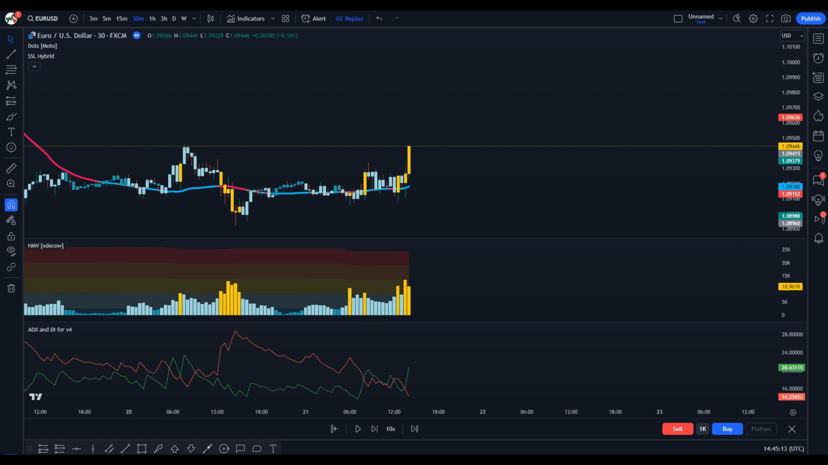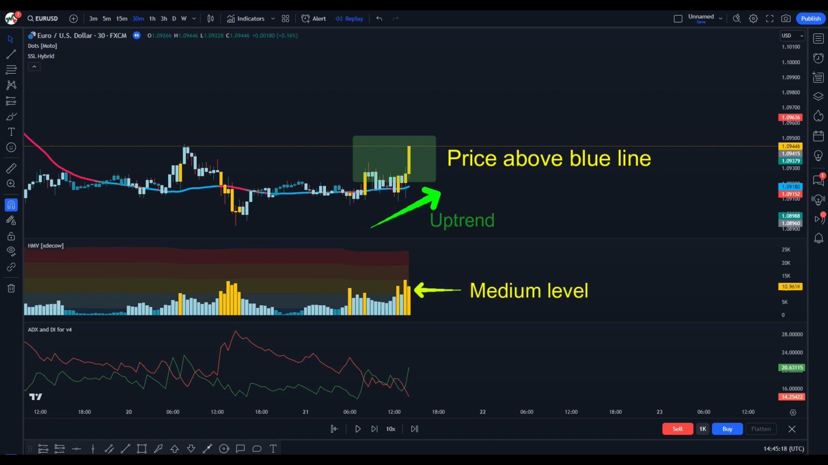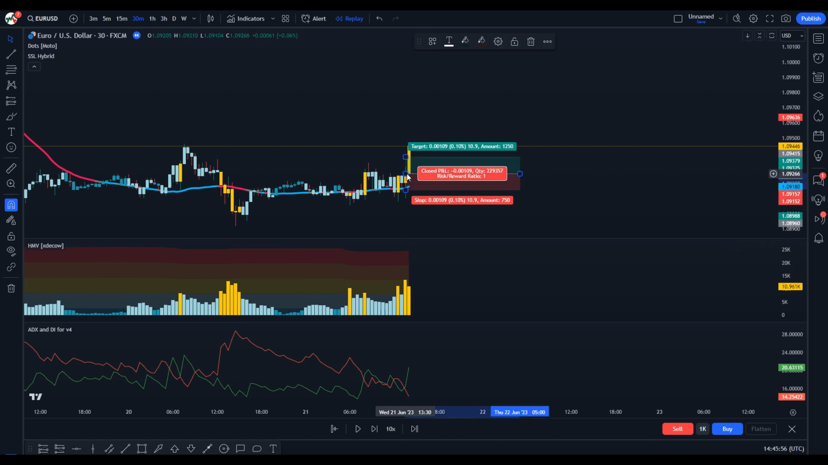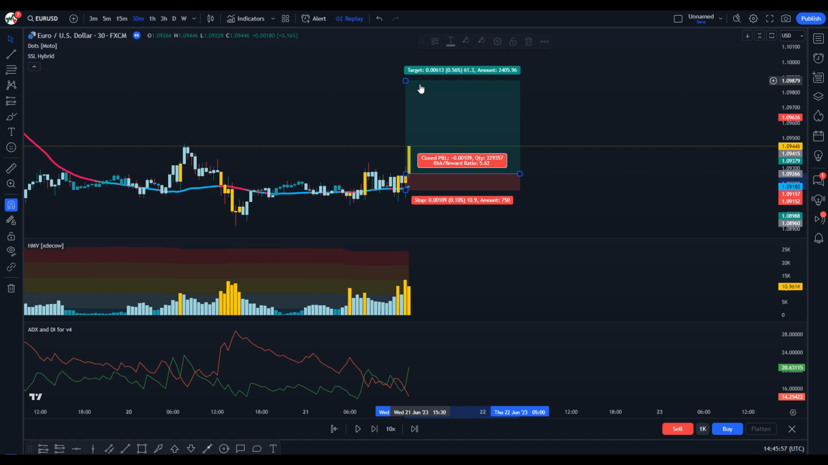let's see other examples on the candlestick chart. Here we have our first confirmed bullish signal. We see that the SSL hybrid is a blue line and the volume is with medium strength. The ADX confirms the long trade with the crossing of the green line above the red line. So we take a long position, put the stop loss at the recent low, and our take profit will be risk reward 1.5 and see how it plays out.